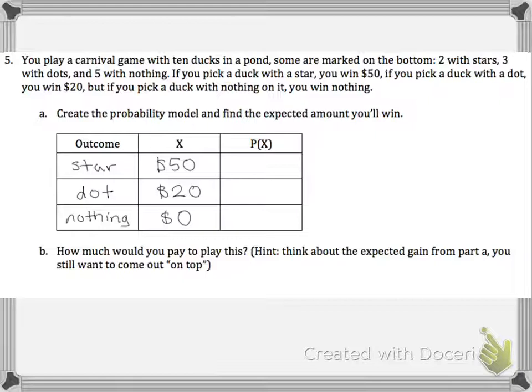Dexter, come on. How many total ducks are there? Dexter, come on. All right, you can stay.